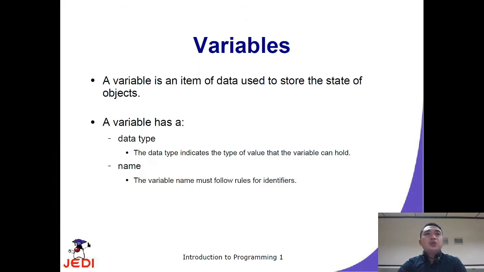I have already introduced to you variables in our previous discussion in algorithms and flowchart. So always remember, variables in mathematics is similar to variables in programming language. A variable is an item of data used to store the state of objects or used to assign values. And a variable must have a data type and a name. The data type indicates what type of value it can hold. And then the name is the variable name that must follow rules for identifiers. Di ba, we have coding guidelines in variable names.